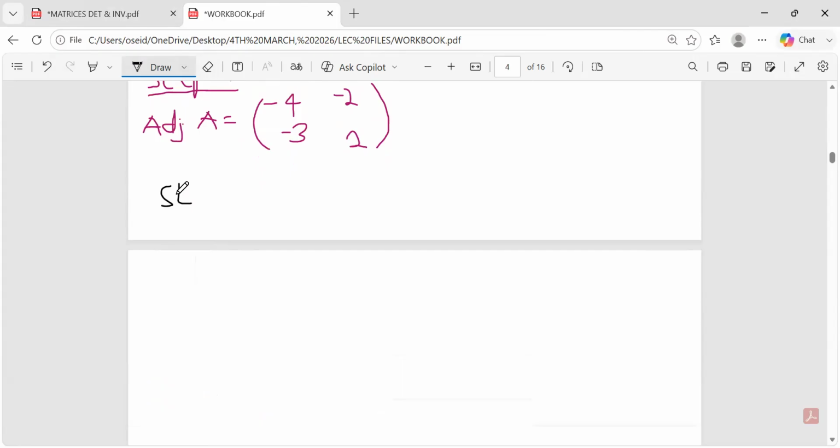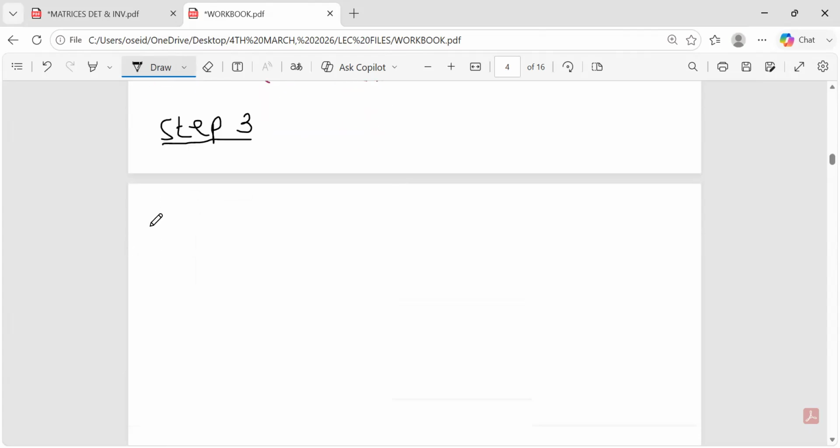Step 3, we substitute, and the formula is A inverse equals 1 over det A times the adjoint of A. Good. Do it this way.